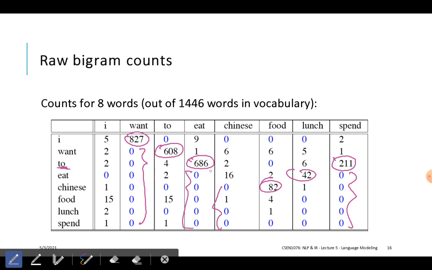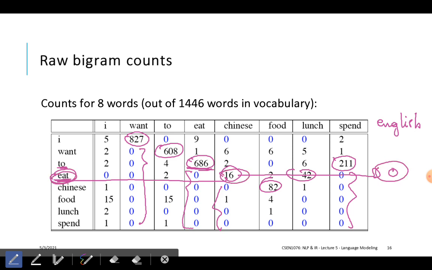However, after "to", you can find the word "eat", "to eat". And the word "Chinese" can follow the word "eat" so many times, 16 times out of all the times the word "eat" appears. But you may find, if you explore the entire data set, that the word "English" does not appear after the word "eat" at all. So here you have "eat Chinese", you have "eat English", and you have so many appearances of 0 in the matrix.